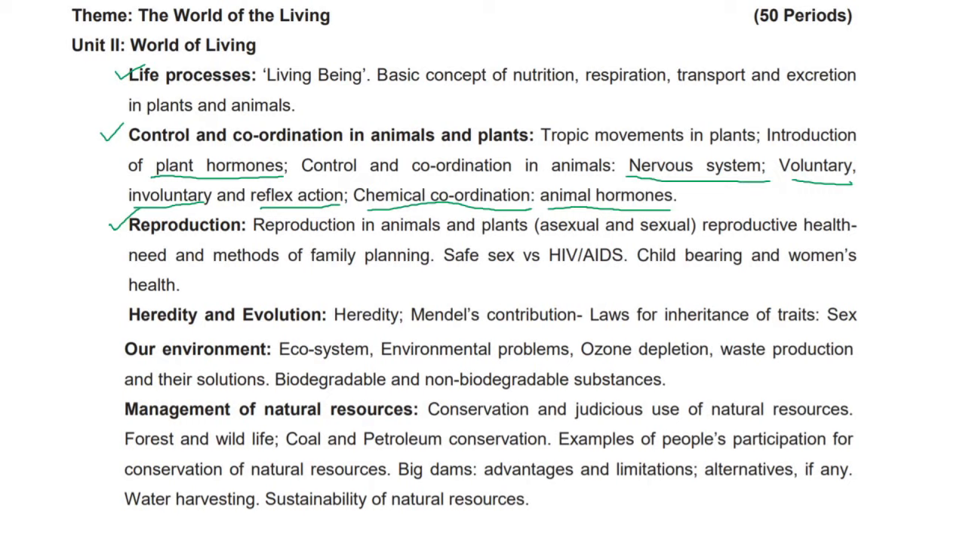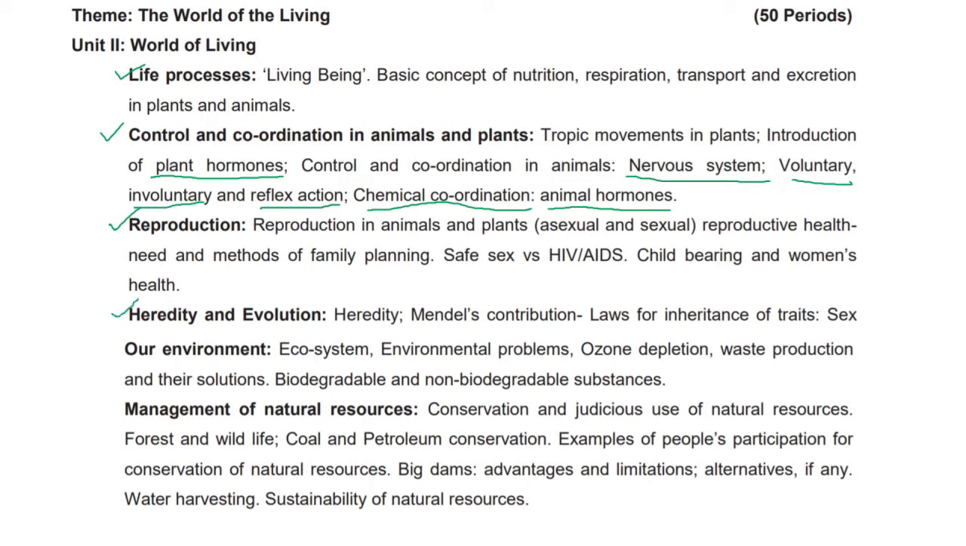In case of the plants and animals, we will learn both the sexual as well as asexual mode of reproduction. Also, we will talk about a concept called variations and why it is important for the process of evolution. Now, along with this, we will also learn about reproductive health and the need of family planning and how to prevent STDs, that is sexually transmitted disease, for example the HIV/AIDS. We'll also talk about a concept on the child bearing and women's health.